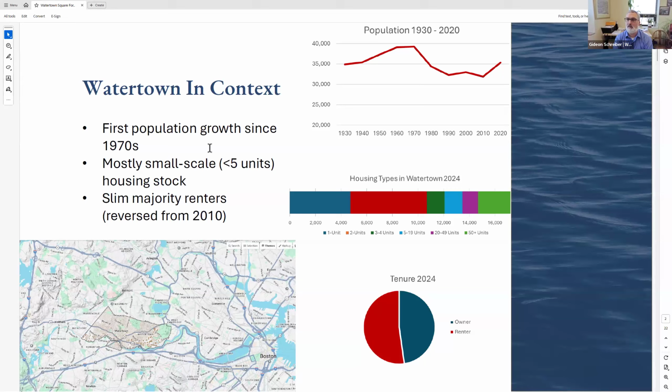From a context perspective, Watertown was slowly shrinking. It had a lot of density, but it was starting to get smaller. So you can see our population has started to change, and it's because of a lot of larger scale developments. Watertown, unlike a lot of the parts of the Cape, has a pretty substantial amount of residential density. You can see one unit is in blue. We have just over 4,000, 5,000 units of single family, mostly two family, and then a bunch of a mix of multifamily today. We're about a 50% renter owner community as well.